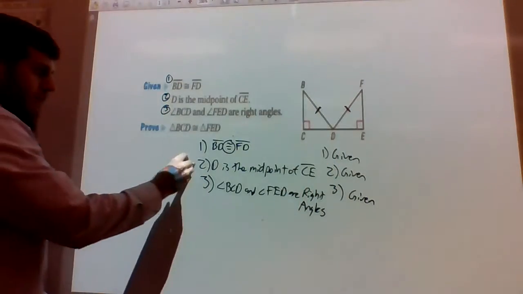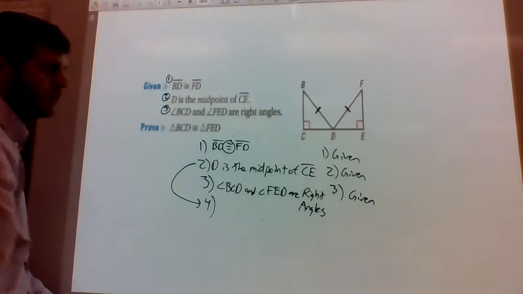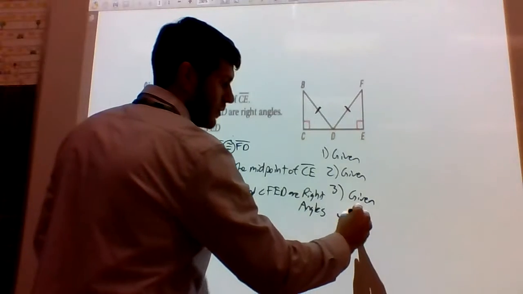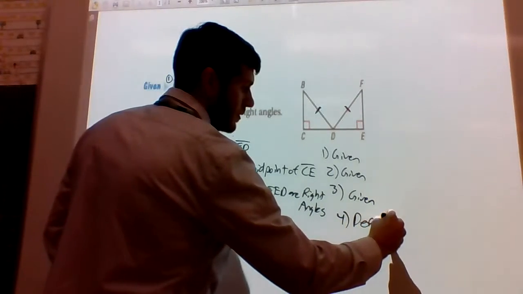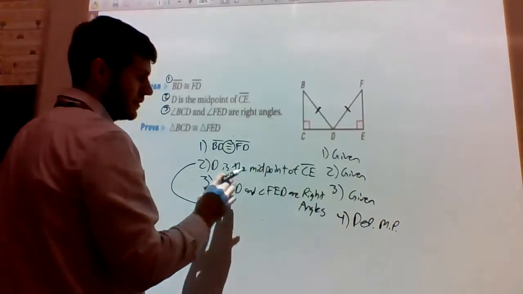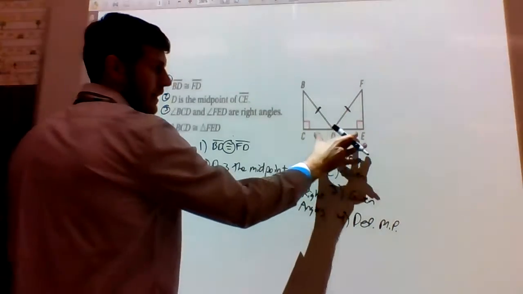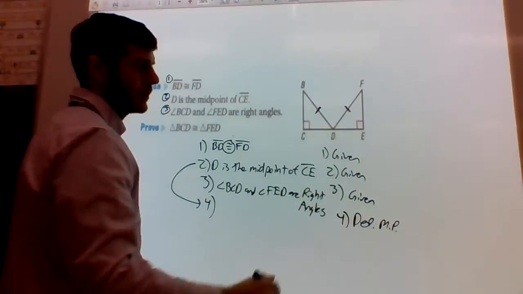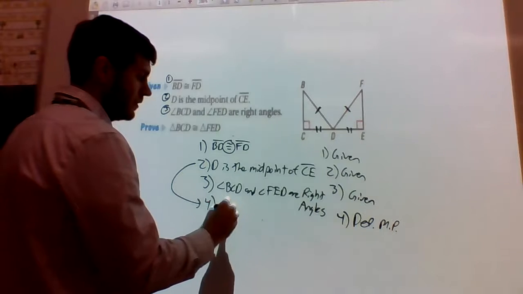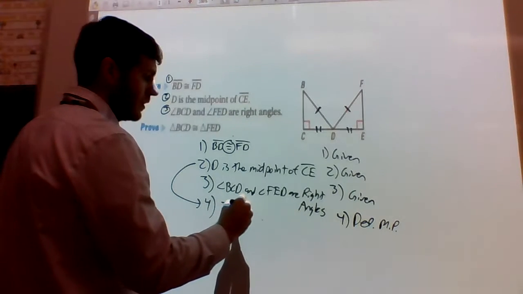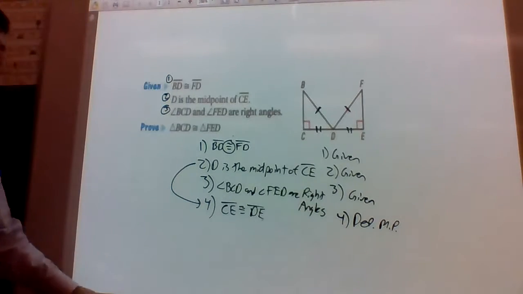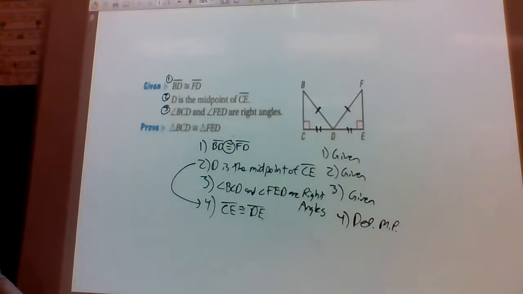Okay, so let's use the next one. Second given is midpoint. If we have midpoints, we're looking for congruent segments. Okay, the definition of midpoint, again on your reference sheet, tells us that since D is the midpoint of CE, it cuts CE into 2 congruent segments, CD and DE. We know they are congruent based on the definition of midpoint.